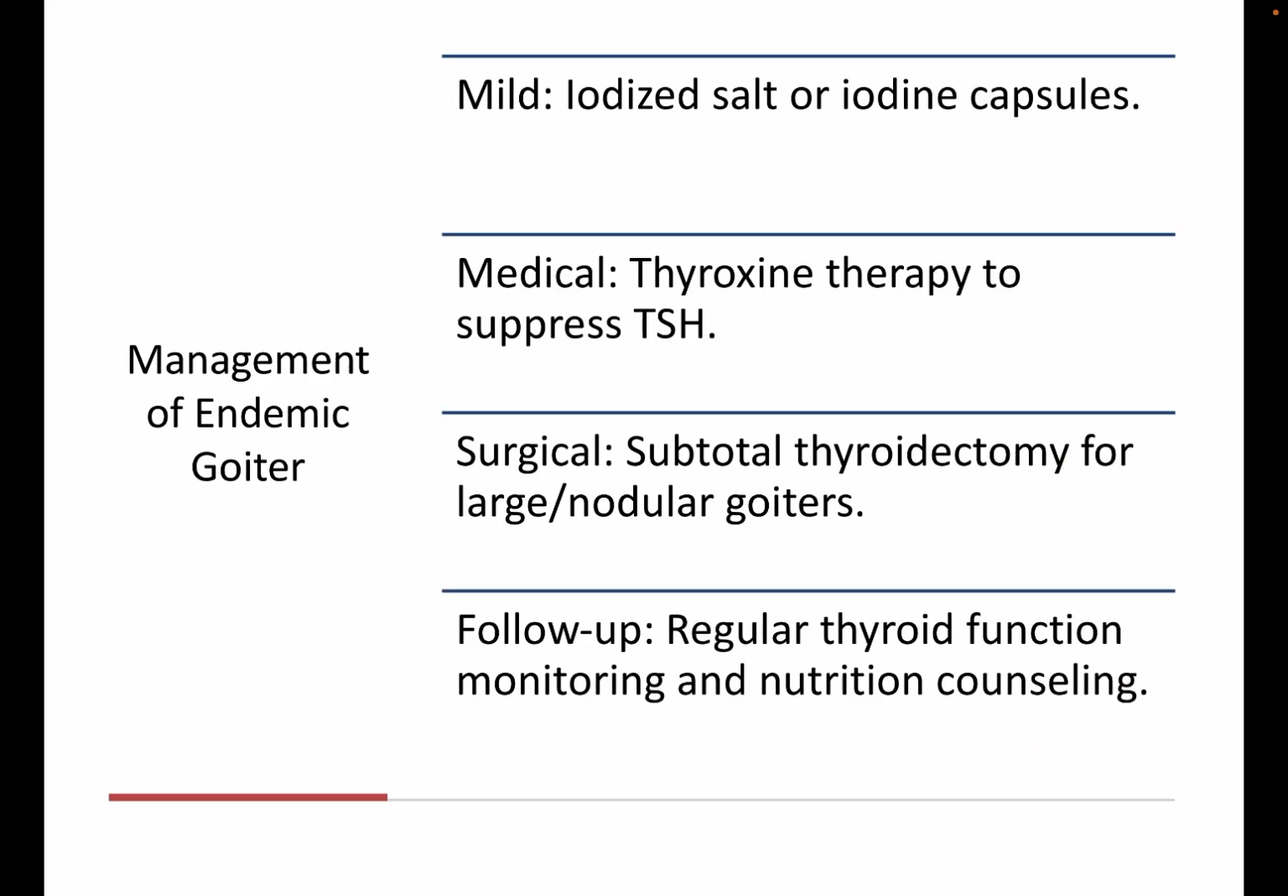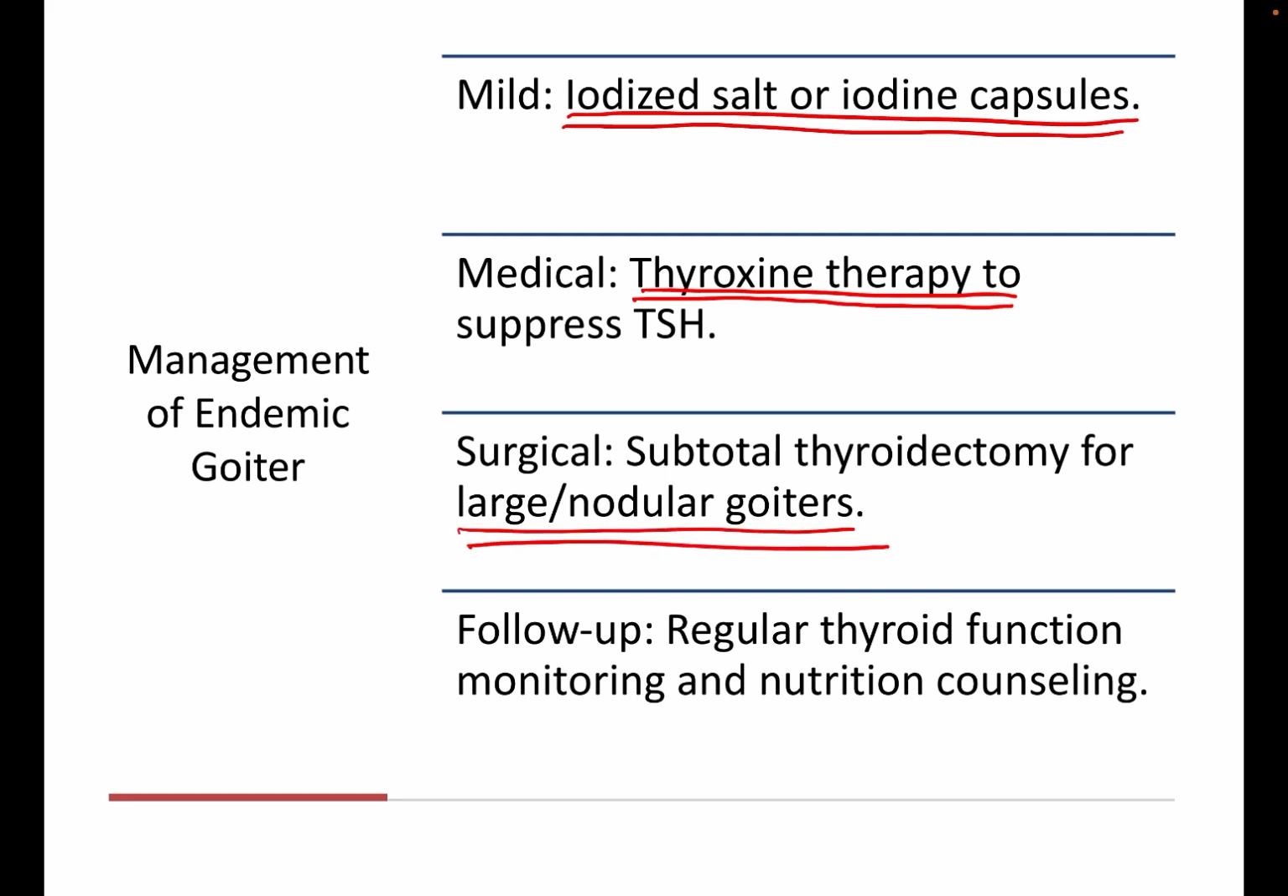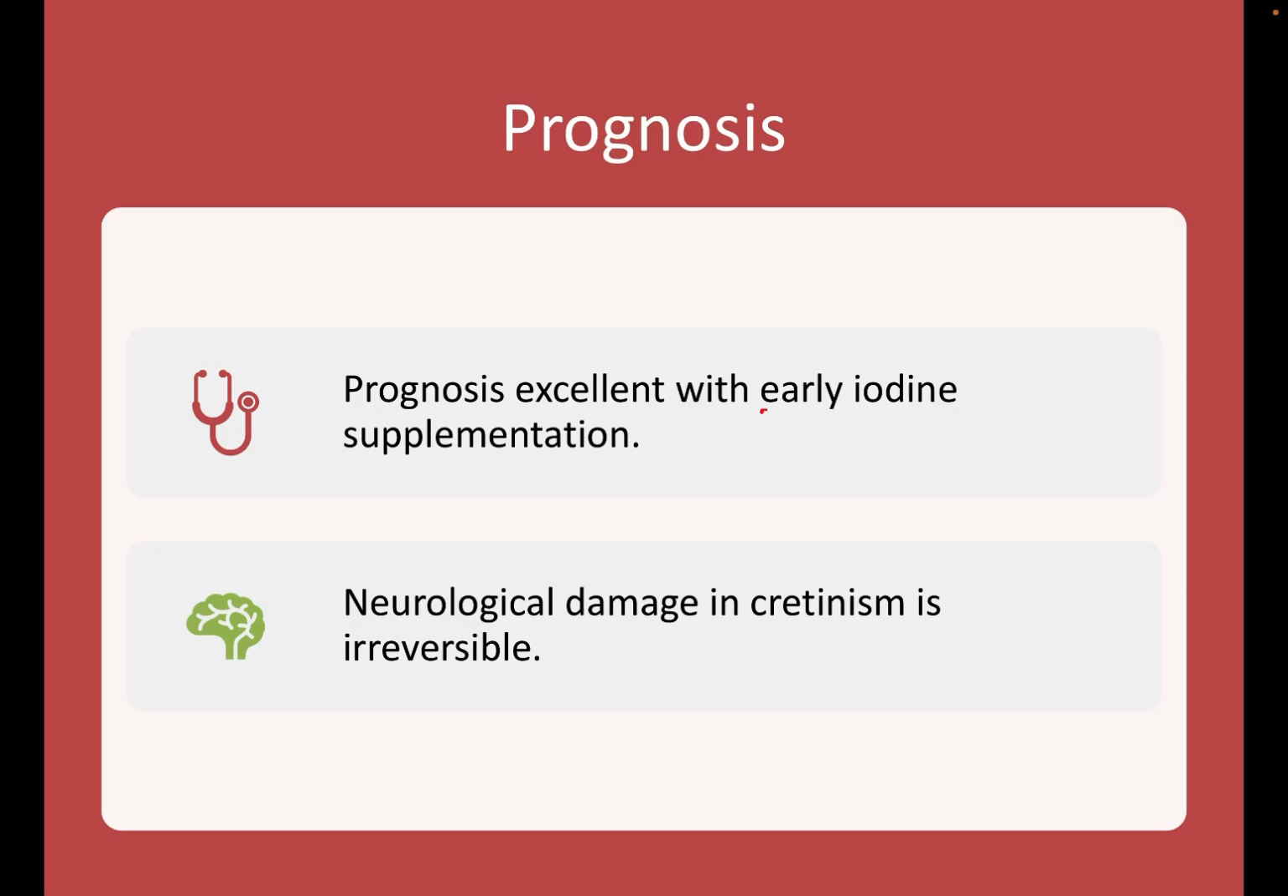So, management of endemic goiter. If it is mild, iodized salt or iodine capsules are sufficient, and only a few will require medical therapy like thyroxine therapy to suppress TSH. Surgery is indicated only in large or nodular goiters. Follow-up is required, and regular thyroid function monitoring and nutritional counseling have to be done. Prognosis is excellent with early iodine supplementation, and neurological damage in cretinism is irreversible in children. That is why early diagnosis is quite important.